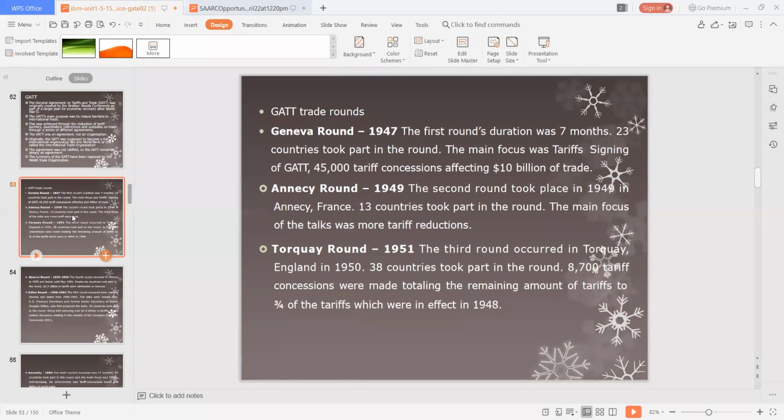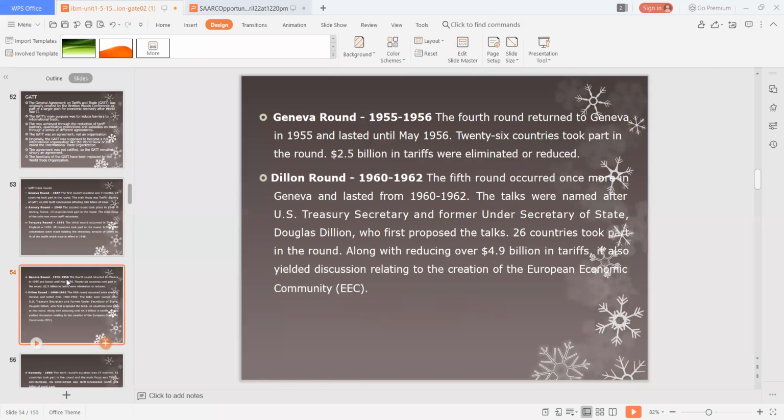So again, they focus on the tariff. Torquay round in 1951. The third round occurred in Torquay, England in 1950. 38 countries took part in the round. 8,000 tariff concessions were made, reducing the remaining amount of tariff to 3/4 of the tariff which was effective in 1948. So these are the trade rounds. Again, the fourth round happens in Geneva, right? And the Dillon round in 1960 to 62. The fifth round happened in Geneva and lasted from 1960 to 62.